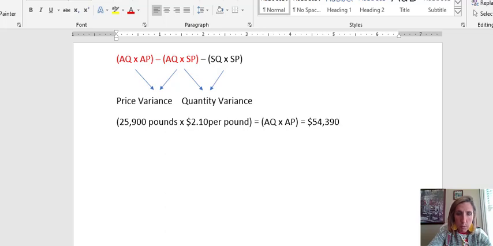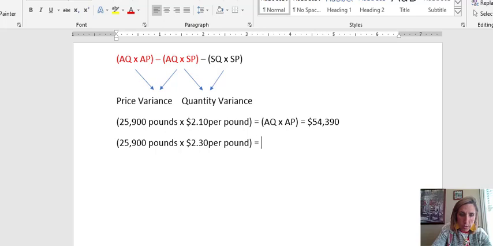The next part of my formula would say I need to multiply the actual quantity by the standard price. And I will flip back to the question to show you where I found this data. This is the actual quantity times the standard price. When I do that math, it says 25,900 times $2.30 is a total of 59,570.